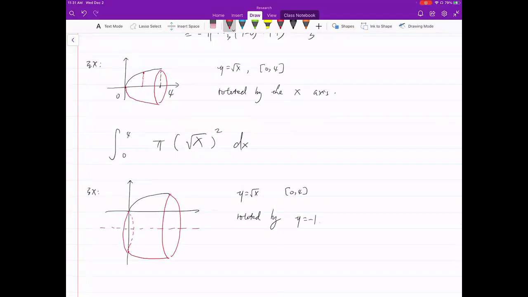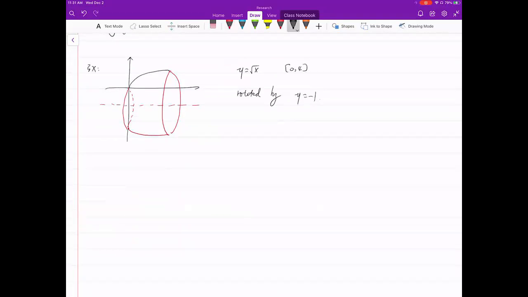Can you see the difference? Basically, you have a whole cylinder filled in the middle. Okay. How do you do it? Same thing. Pi r squared for my disk.